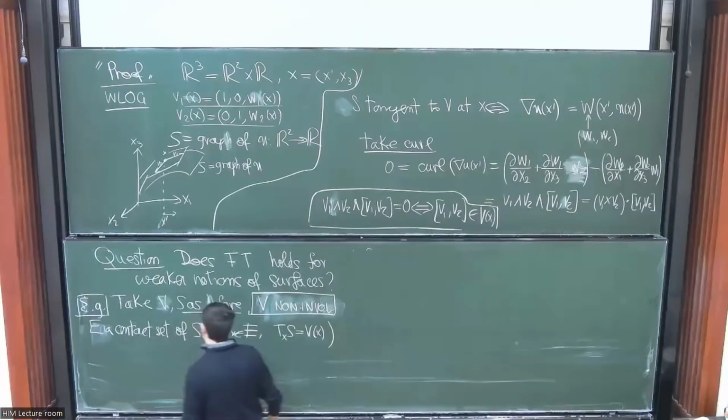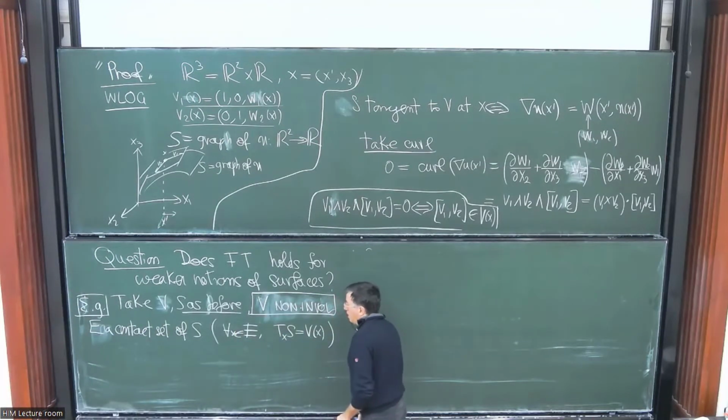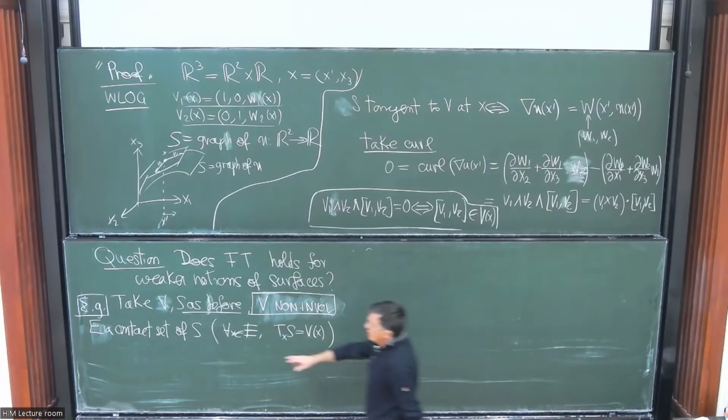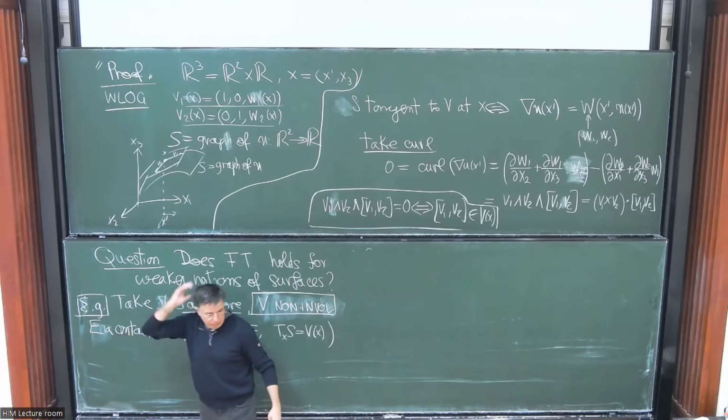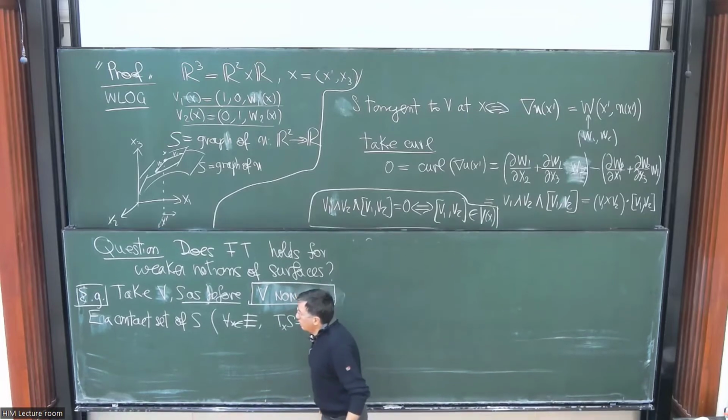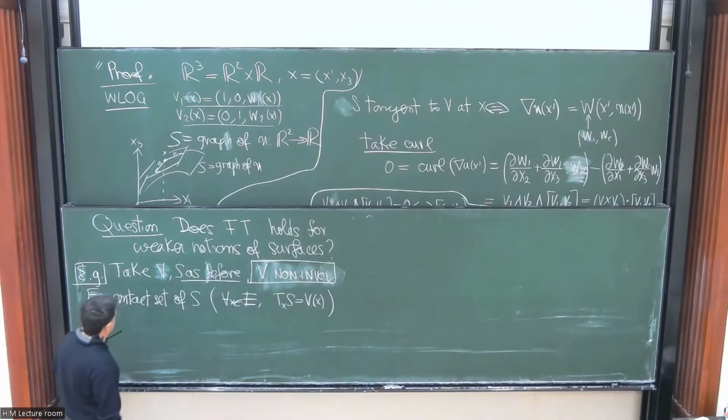So E is a contact set of S. And now the question is how large this can be. So E cannot be the entire S. That's Frobenius theorem. E cannot be open, because if it is open, well, E is a surface in itself. But what about E when it's not open? So first question is how large?